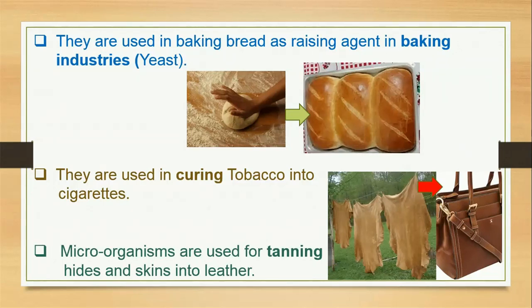All right, the next point here is that they are used for curing tobacco into cigarettes. So they are used for making cigarettes from tobacco. And the last point here is that microorganisms are used for turning hides and skins into leather. Hides and skins are from animals such as cow, goat and the rest. Now these skins of animals can be tanned, with the aid of certain microorganisms, into leather. Now this leather is used for making bags, belts, shoes and the rest.